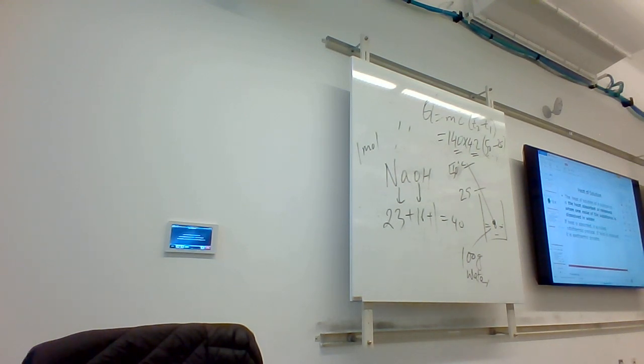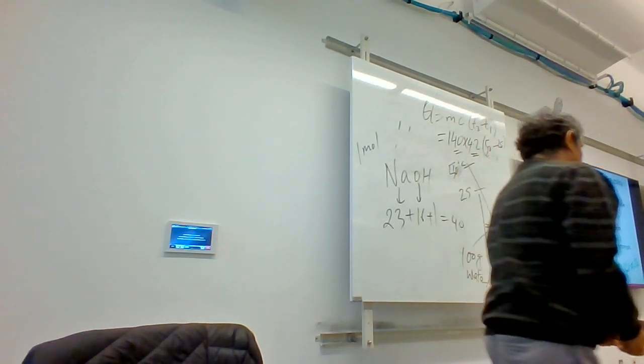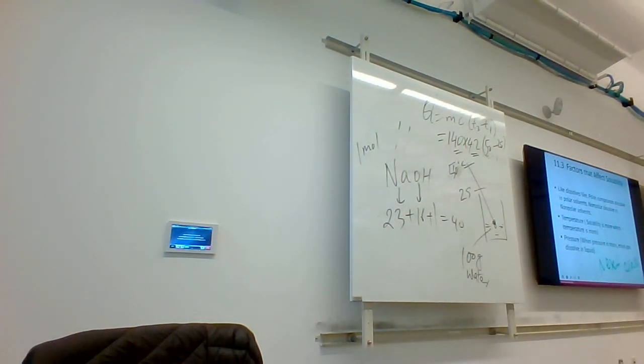So now let's look at another one. The next topic is factors affecting solubility. You already know these things from your home. For example, you have water here. Put a little bit of sodium chloride here. This is water, and this is sodium chloride.